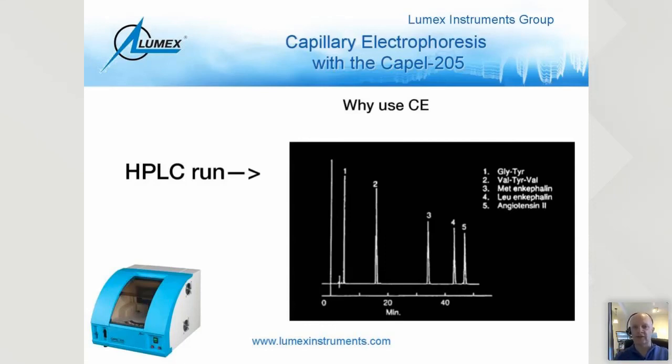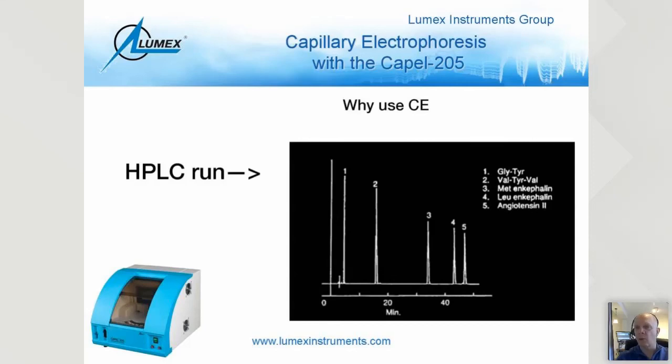But this HPLC run is fine if you look at it from the standpoint of, hey, I've got baseline separation. My peaks are very well resolved. I can quantitate with this. So why would I move into a capillary electrophoresis type system?